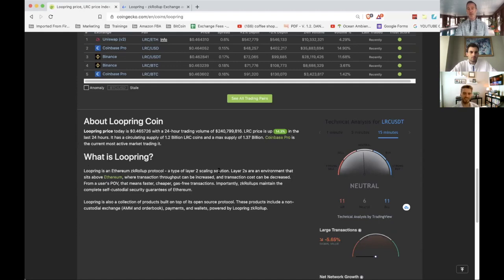So this is already live. This is already going on. I don't think a lot of people know about it. I haven't heard anybody talking about Loopring except for Weston. So this might be a pretty great play, especially for Ethereum. Transaction throughput can be increased. Transaction cost can be decreased, which we saw. Faster, cheaper gas fee transactions.